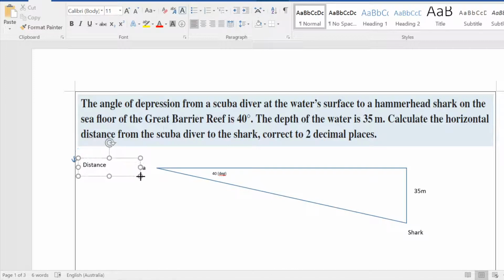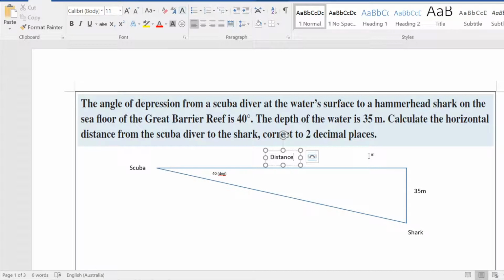And what we now need to do is think about how we're going to solve it. Obviously, it's already been given away. We're dealing with a right angle triangle. Even though I haven't put it in there, we've got a right angle just over here next to the 35, at the sea floor. So to find this, we're going to use trigonometry because we have an unknown side, a known side, and a known angle.